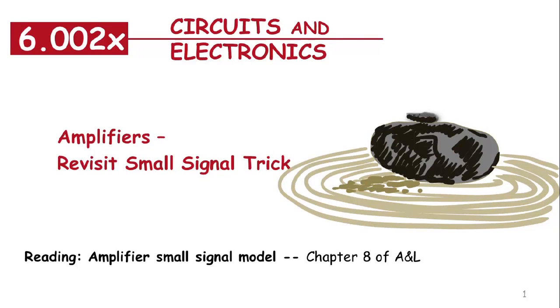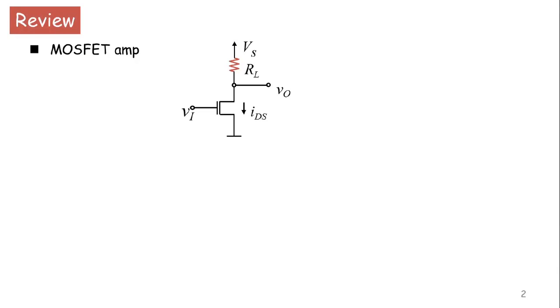In our next sequence, we are going to revisit the small signal trick in the context of amplifiers. The reading will be chapter 8 of your textbook. Let's start with a quick review.